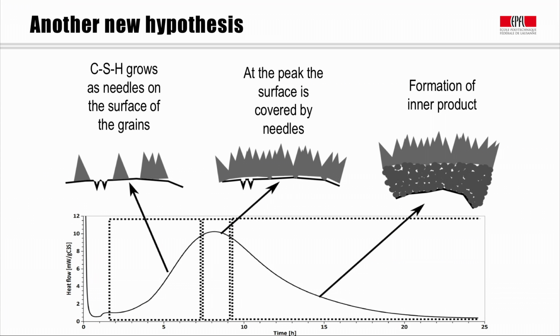So this gave us another new hypothesis, that the idea is we get this CSH growth in needles on the surface of the grain. By the time you get to the peak, the surface is covered, so no more needles can grow. And as no more needles can grow, the rate of hydration starts slowing down, and you get the formation of inner product. But as I've already said, the critical test of any hypothesis is whether it works quantitatively.